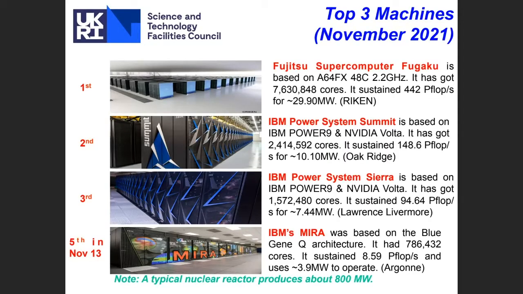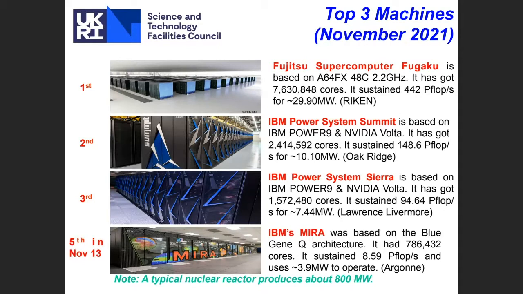So here are the top 3 machines in last November. The fastest one is in Japan. It's called Fugaku, and it's based on ARM chips. The second and third ones are IBM Power 9 machines. The IBM Power 9 is now a relatively old generation. The common ground between these 3 machines is that they've got over 1 million cores.